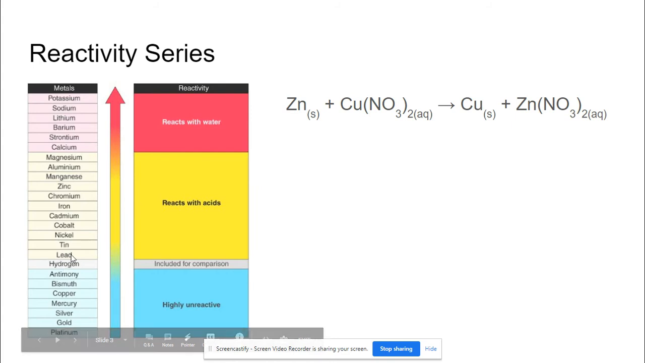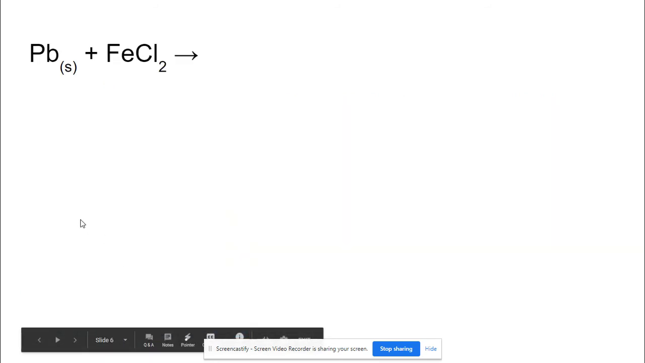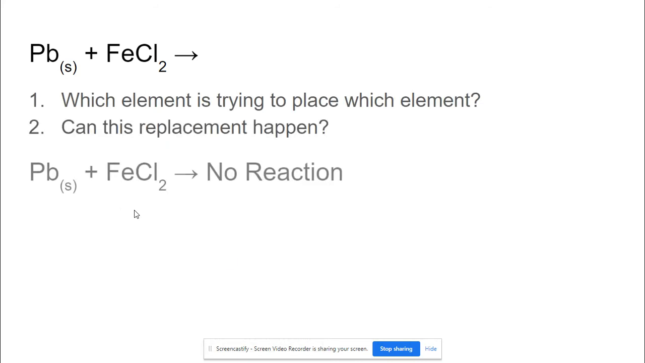Here's lead. Here's iron. Lead is not more reactive than iron. So, can the reaction happen? No, the replacement cannot happen because lead is not more reactive than iron. So we would just simply write it like this, no reaction.